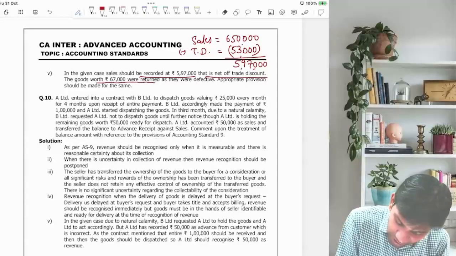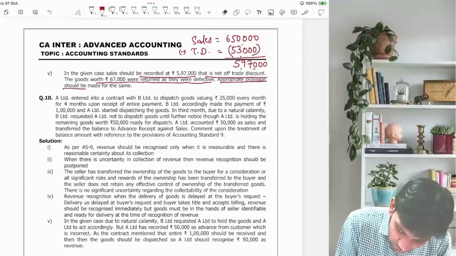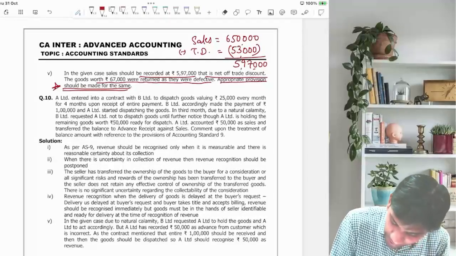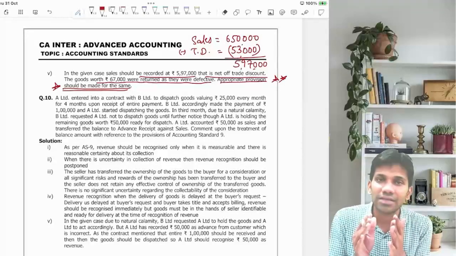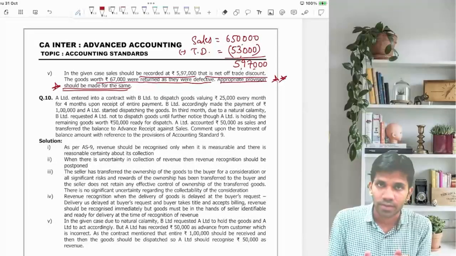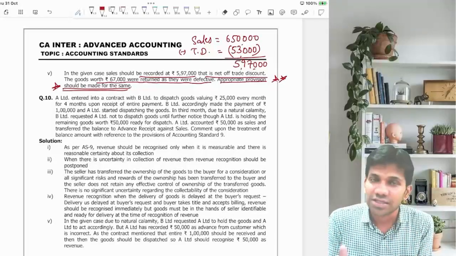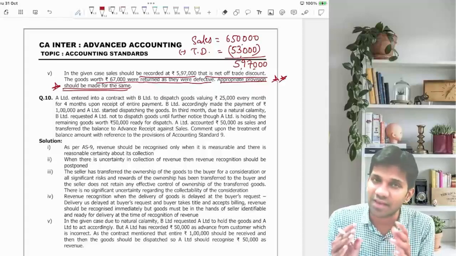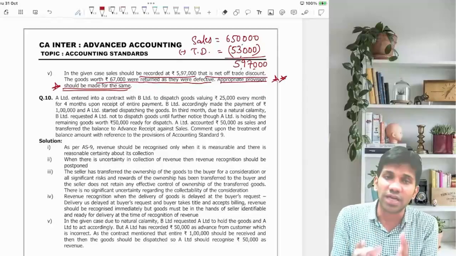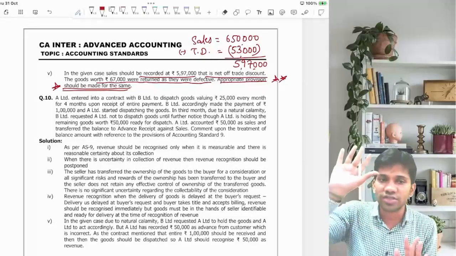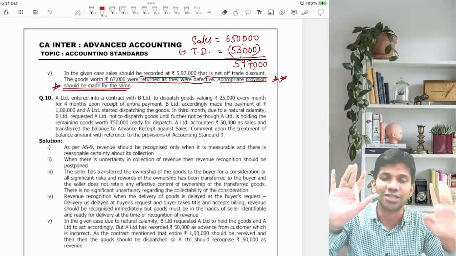Goods worth 67,000 were returned as they were defective. Appropriate provision should be made. Now this is very important. As I have discussed in the previous video of my theory, any subsequent changes in the revenue... Initial revenue was recognized at 5,97,000. Subsequently, Star Limited found goods worth 67,000 as defective. So they should not be adjusted with the revenue. Rather, we should create a provision for the same. So in short, sales 5,97,000 and on the debit side, provision for sales return 67,000.